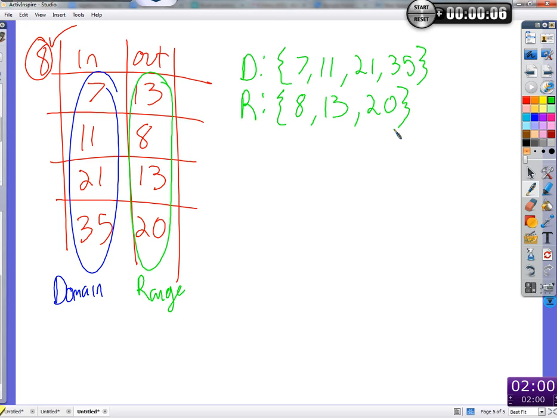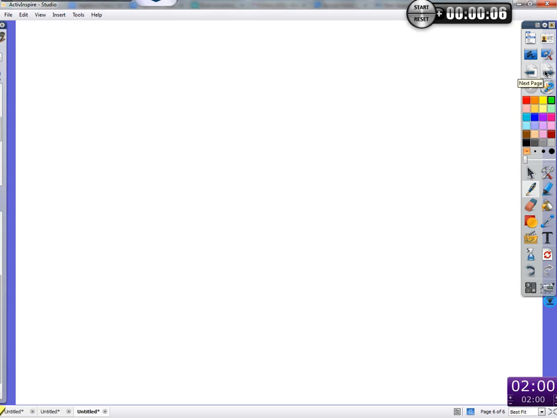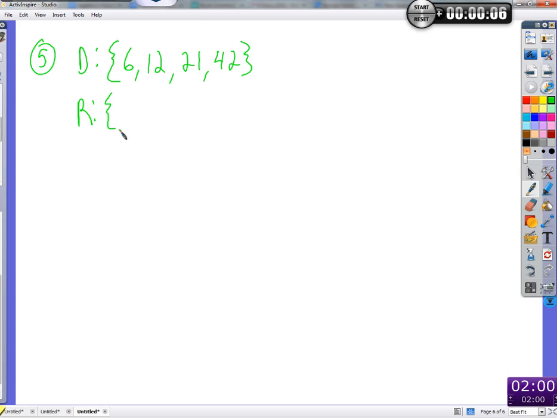Just taking a quick look around. This is good. For number 5, all the things that can go into the function are 6, 12, 21, and 42. So, 6, 12, 21, 42. Those are the things that go into the function. Range is the set of all the things that come out, set of all the outputs. 5, 7, 10, and 17.